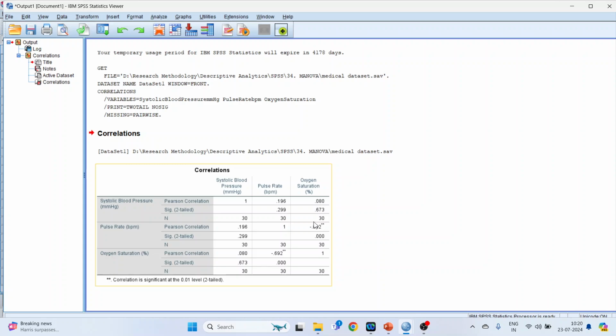So here is the result. The correlation between systolic blood pressure and pulse rate is 0.196 and the p-value is more than 0.05. So the correlation is not significant. That's the thing which we want. The correlation between systolic blood pressure and oxygen saturation is 0.080. The correlation is low, as well as not significant.